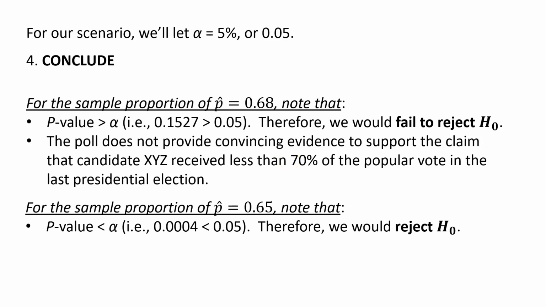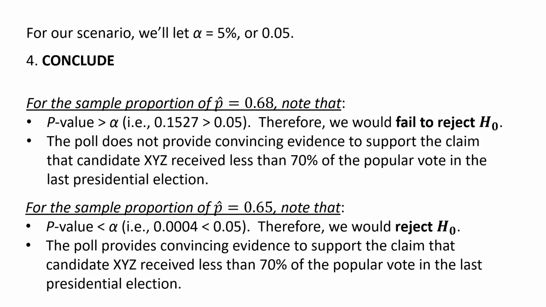Okay, what about when the sample proportion was 65%? Well, note that our p-value in that case was 4/10,000ths, which is much less than 5/100ths. In this case, we would reject the null hypothesis. And we would say that the poll does provide convincing evidence to support the claim that candidate XYZ received less than 70% of the popular vote in the last presidential election. And again, that's another way of saying that 65% was far enough below 70% to say that we rejected the null hypothesis. And that concludes this presentation.